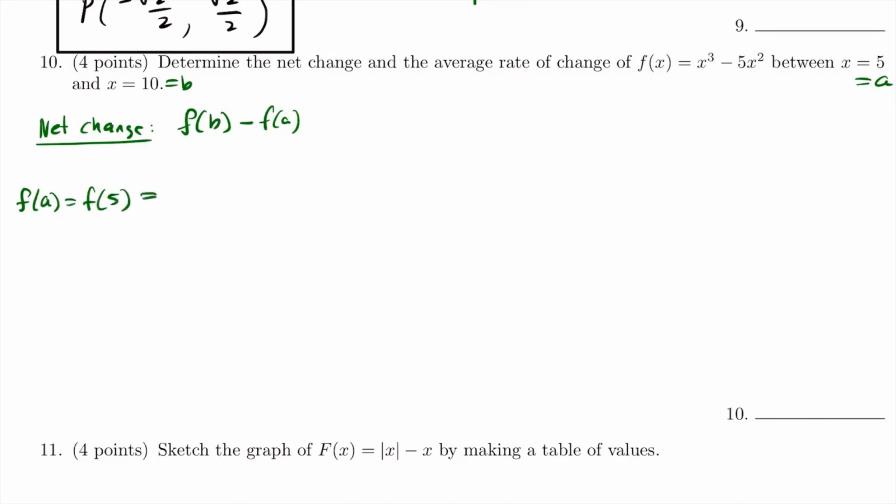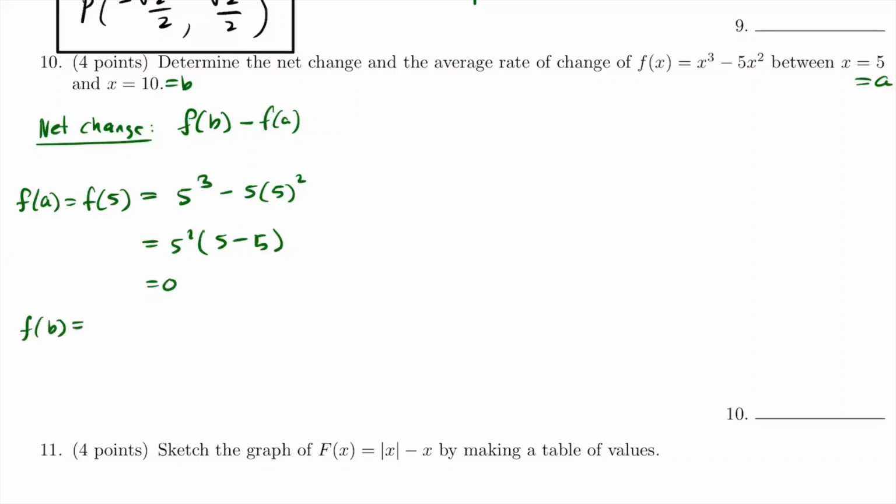Plug 5 into the x in the function. You get 5 cubed minus 5 times 5 squared. And then we're going to evaluate this. I'm going to go ahead and make things simpler. I'll factor out 5 squared. Then I have 5 minus 5. So this gives me 0.